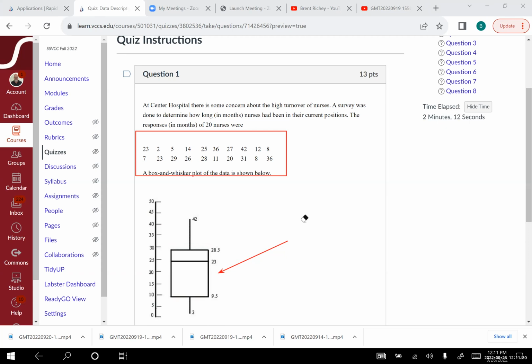For putting it in order, will you even count the ones that are repeated? Yes, you have 20 data here, and when you're done ordering it, you should have 20 data. Leaving out duplicates can change the median. So you want to include duplicates and have them go from the smallest to the largest. Okay, that's what I thought. I just wanted to make sure.